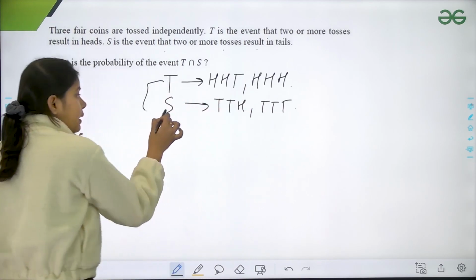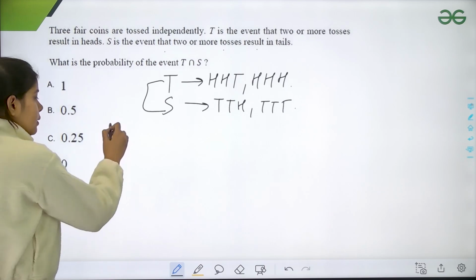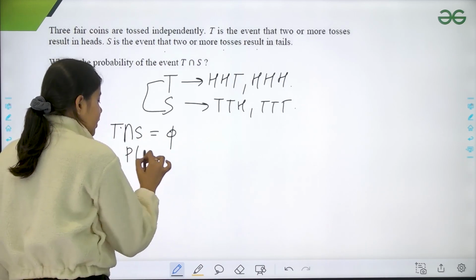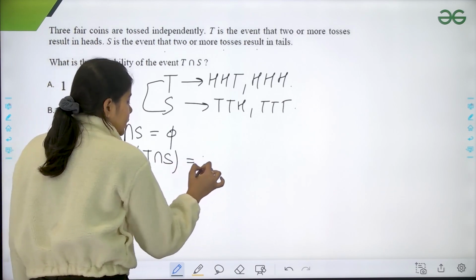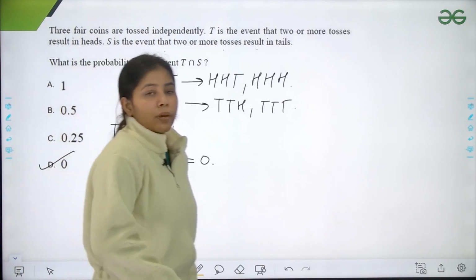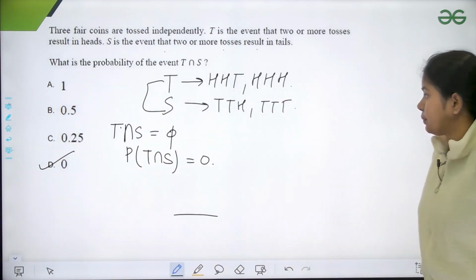So you can see that T intersection S is phi. T intersection S is phi. So I can say that probability of T intersection S is nothing but 0. Right? So option D is true. So here D is the correct option.